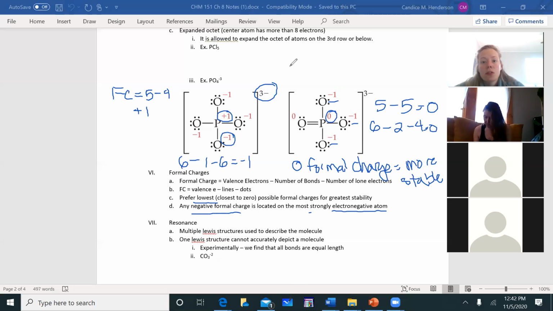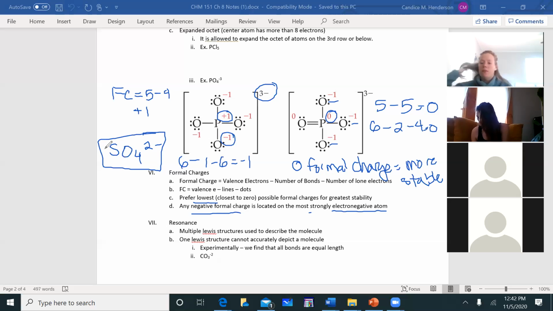So I want you to do a Lewis dot structure for sulfate, SO4 2 minus. And I want you to tell me what the formal charge is on each of the atoms within it. All right, so first do a Lewis dot structure, then give me the formal charges. And it's 12:42, I'll give you 5 minutes for that one. If you have any questions, just ask.